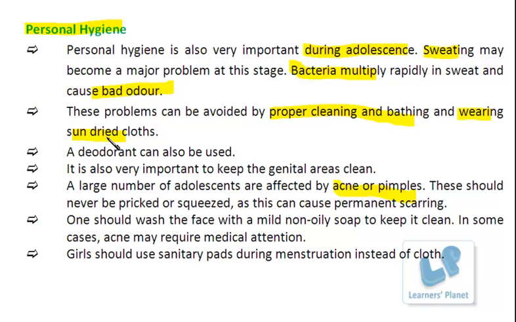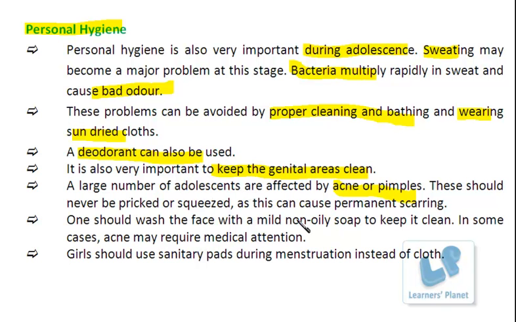Further, if the smell or the odor is very bad or very prominent, then a proper mild deodorant can be used. Besides this, the person should keep the genital areas very clean, else it can become a reason for infection. Fine. So avoid these urinary infections or the infections of the reproductive tract. These areas should be cleaned properly.